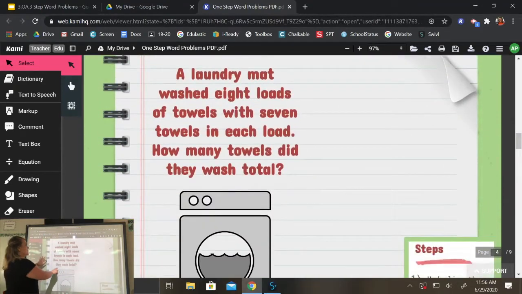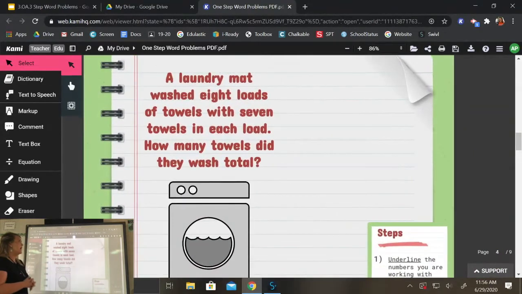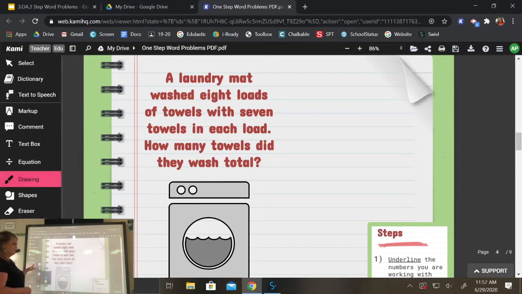First, we're just going to read it. A laundromat washed 8 loads of towels with 7 towels in each load. How many towels did they wash? Well, now it's our second turn to read. We're going to need to underline our numbers we're working with. We're working with the number 8 and 7. Did you see any keywords? Let's read it one more time and see if we can find some keywords.